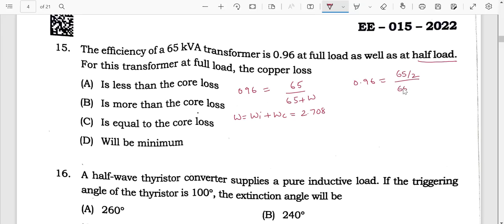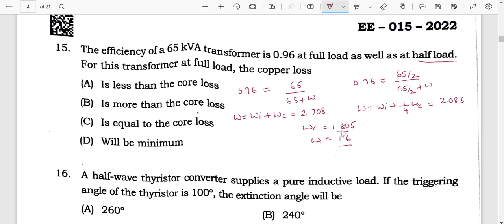Now similarly, second case: 0.96 will be equal to 65 by 2, half of the full load, divided by 65 by 2 plus losses here. Once you find this loss W, it is nothing but WI plus WC by 4, that's half of the full load, so we'll have 2.083. Once you solve these two values, you will find that WC is 1.805 and WI is approximately equal to 1.6.